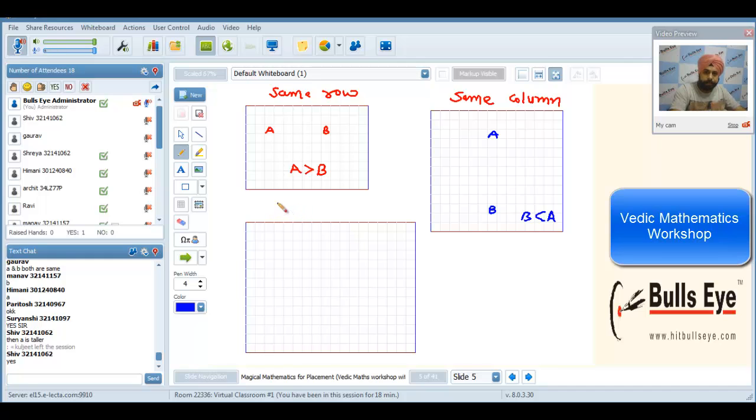And the third scenario is nothing is common. So nothing is common, so students, I place A over here and say I place B over here. And now let me take a third person, C, who shares the column with B and row with A. So can I say B will be shorter than C because B is the shortest person in his column, and A will be taller than C because A is the tallest person in his row?